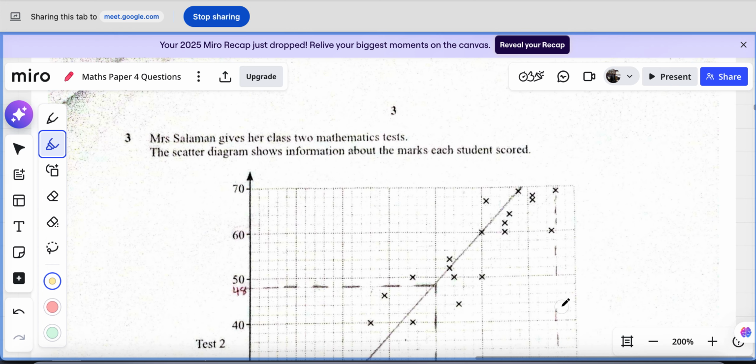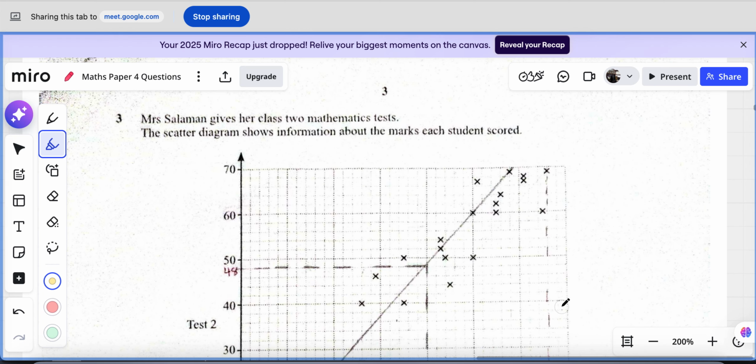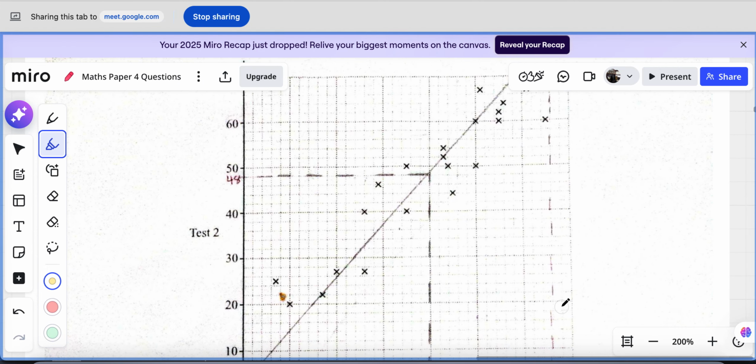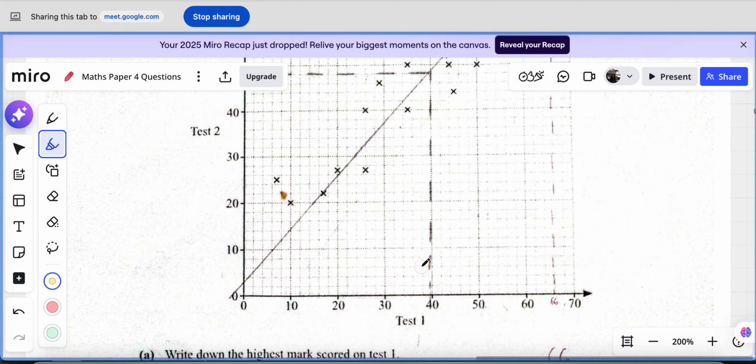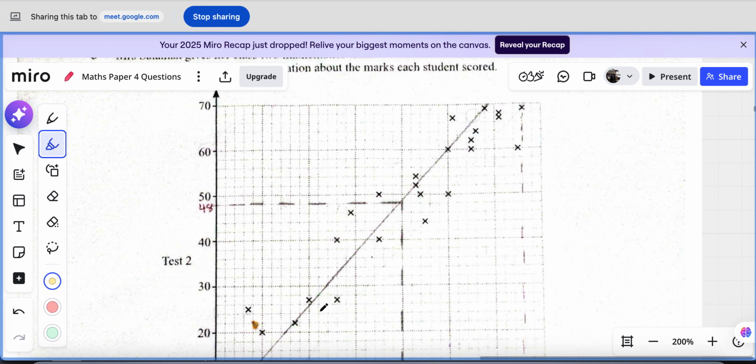Now question number 3 is Mrs. Salama gives her class 2 mathematics tests. The scatter diagrams, okay, this is a pure grade 11 question, or probably grade 9, grade 11. The scatter diagram shows information about the marks each student scored. Now let's take a look at the diagram. The vertical one is test 2, the horizontal one is test 1. Remember, this line was not drawn, we drew this line, okay? They just put the scatter diagram only, or these marks, test 1 and test 2.